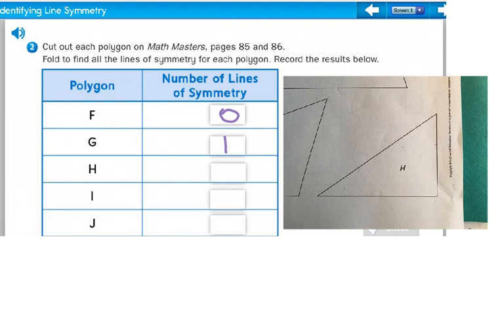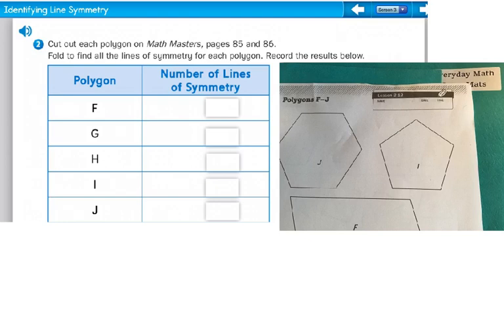What did you find out about H? Do you know that H doesn't have any lines of symmetry? There's no way that you can fold it so that the sides match up. It has 0 lines of symmetry. Now let's go ahead with I.